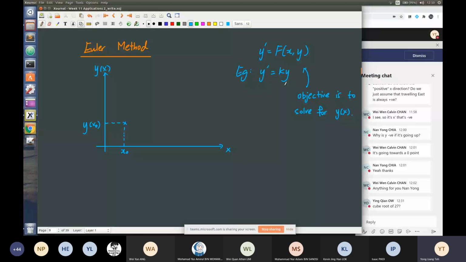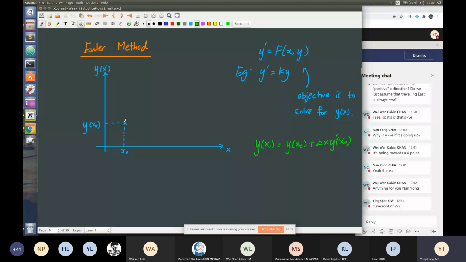So what's the whole idea? The whole idea is to use linear approximation. So what's the linear approximation? Simple. You want to get y1, or rather y at x1, which is equivalent to y at x naught plus a linear approximation, which is some change in x multiplied by the y prime at x naught. What is the y at x naught? It's just this number. That means I know my initial point.